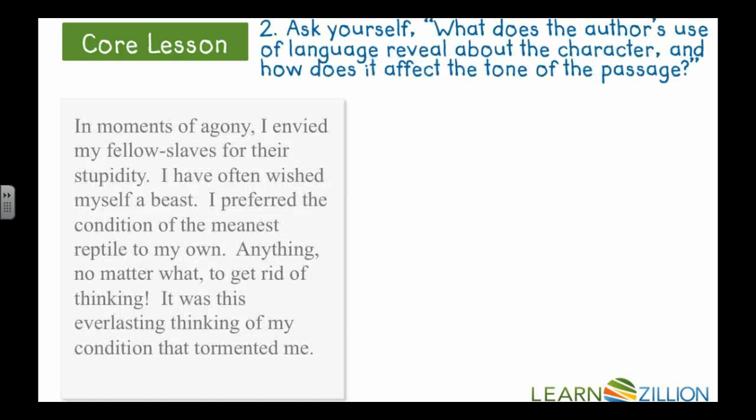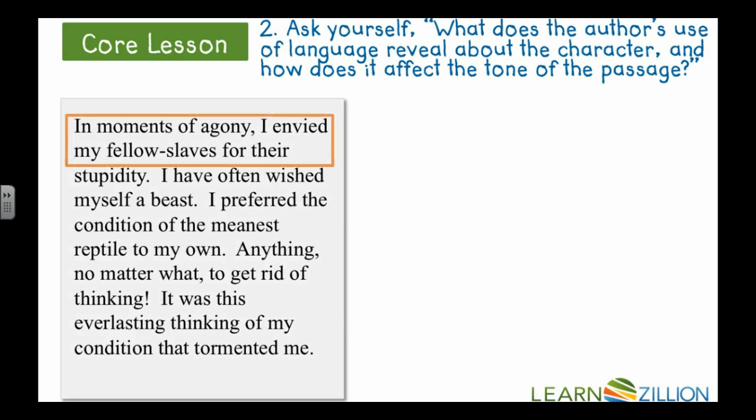As I read on, I see that Frederick envies his fellow slaves for their stupidity. I believe he is talking about the fact that fellow slaves don't really understand slavery as a form of oppression. Frederick understands that because he's learned to read and he's read about it. Then he continues with these really strong statements. He wishes he were a beast. He says that he would prefer to be a lowly reptile than to be himself. He talks about this everlasting thinking and how it torments him.